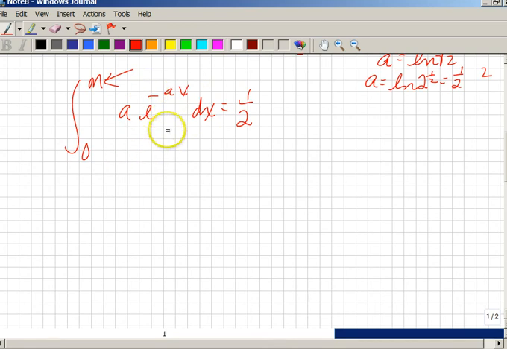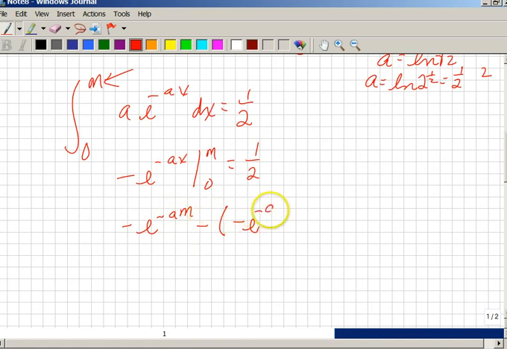So we've already done this integral once, so why do it again? We know the result is negative e to the negative ax. And this is going from 0 to m, and that has to equal 1/2. So we're just going to solve this for m and find that midway point, that median. Well, subbing in m, we get negative e to the negative a times m, and then subtract the lower bound, which is negative e to the negative a times 0. That's got to equal 1/2. Well, the second part again, e to the 0 is 1, so we're subtracting a negative 1, so that ends up being plus 1 equals 1/2.